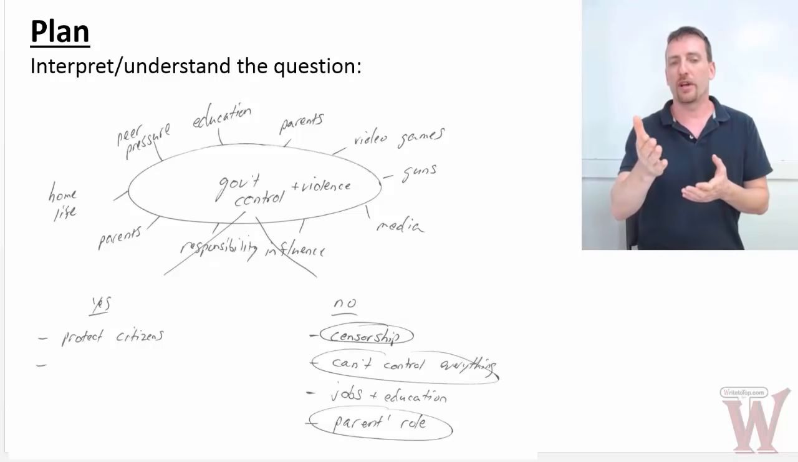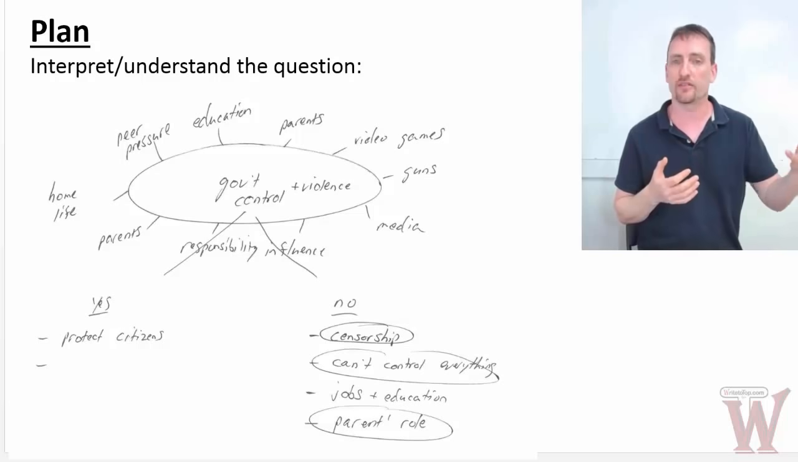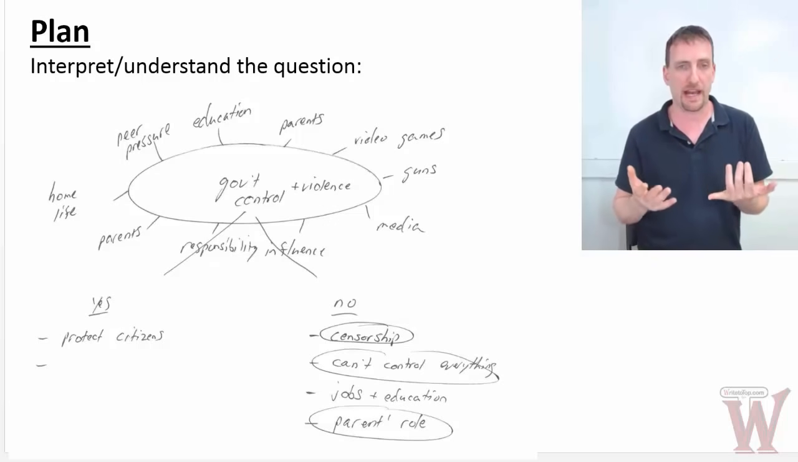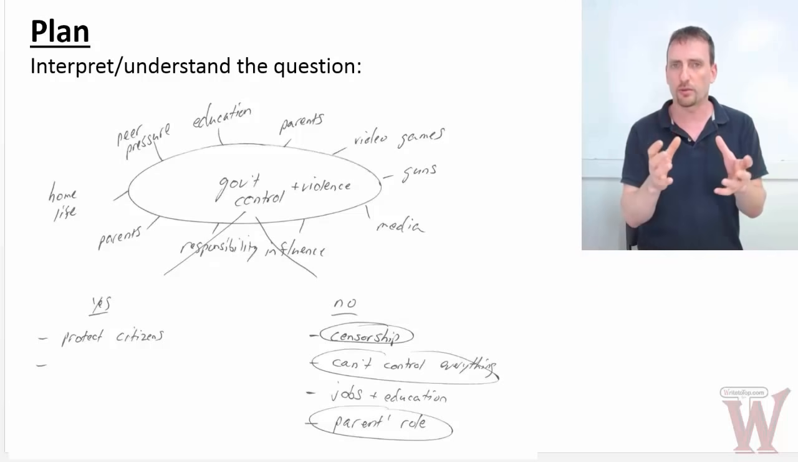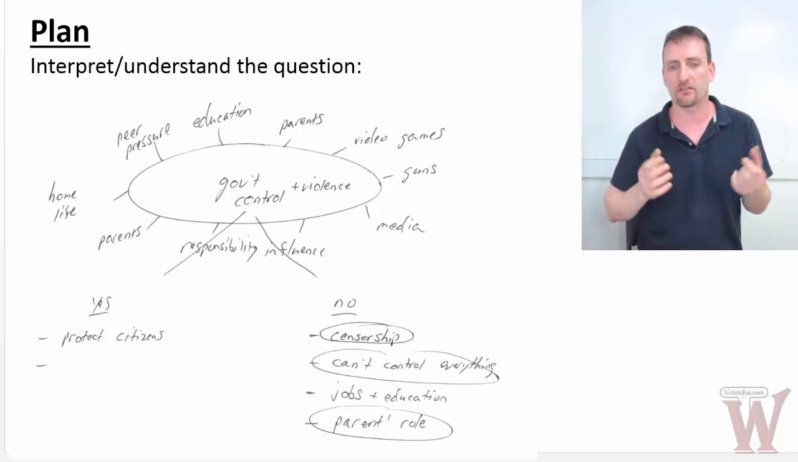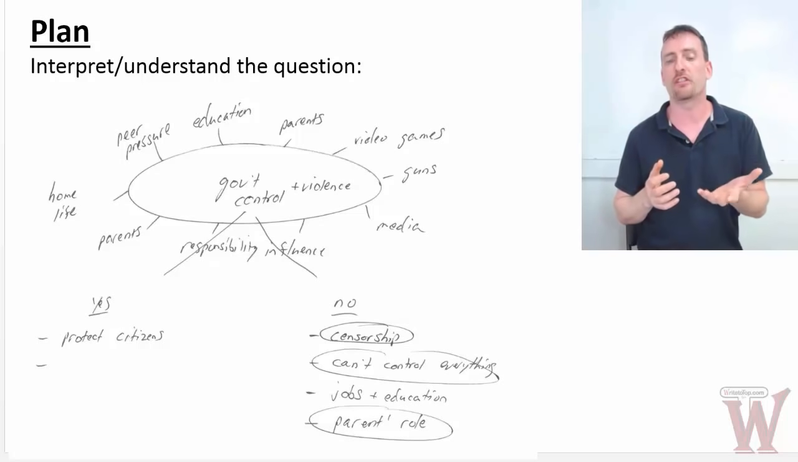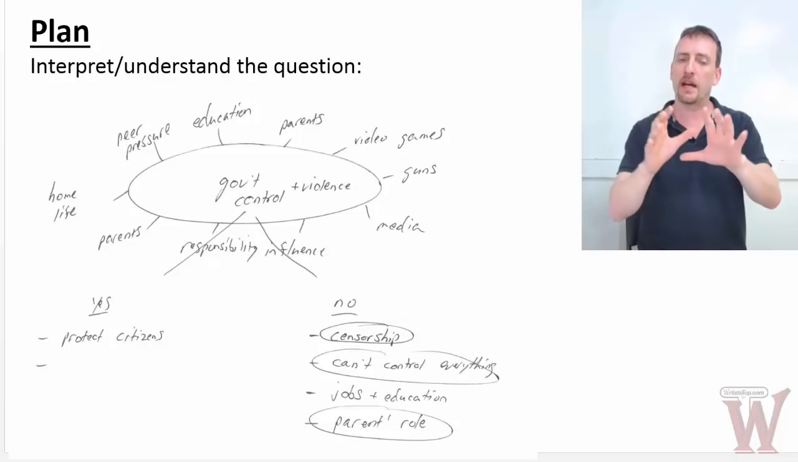So I went for yes and no, and I had more ideas for why there should not be government control or government censorship. So censorship is a bad thing. You can't control everything. Even if the government controls the media, it doesn't mean they're going to stop anything, right? There's jobs and education that came up as an idea, and parents' role. I forgot the S there, but parents are there. And this is where my essay is going.